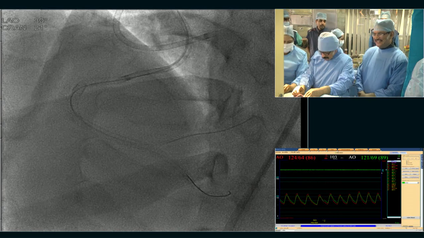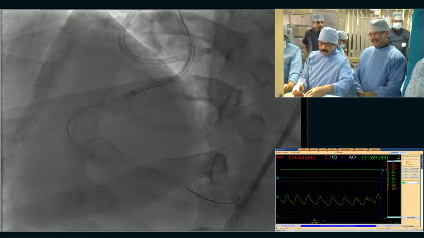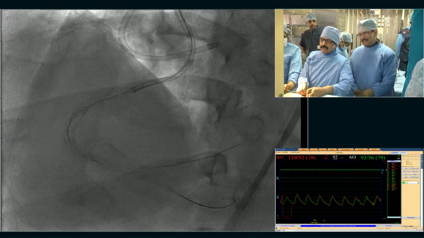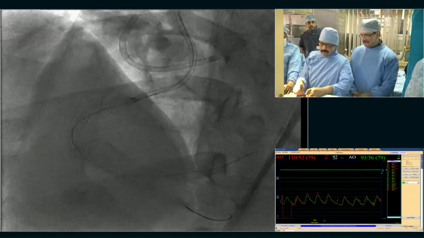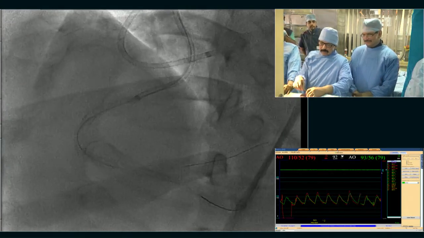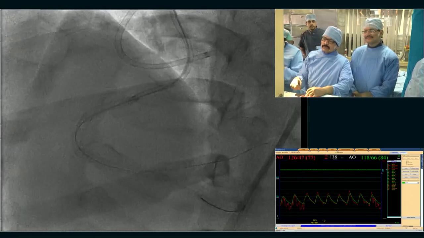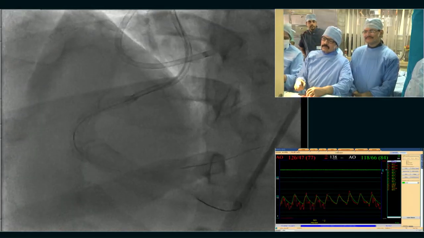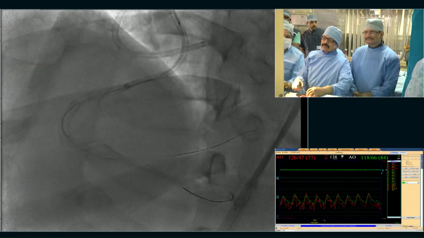For difficult, tough lesions, Tajuna usually crosses. This type of side branch ostium we have seen. Two wires to hold. So now we are confident. ACT is 319. We are monitoring every half an hour.